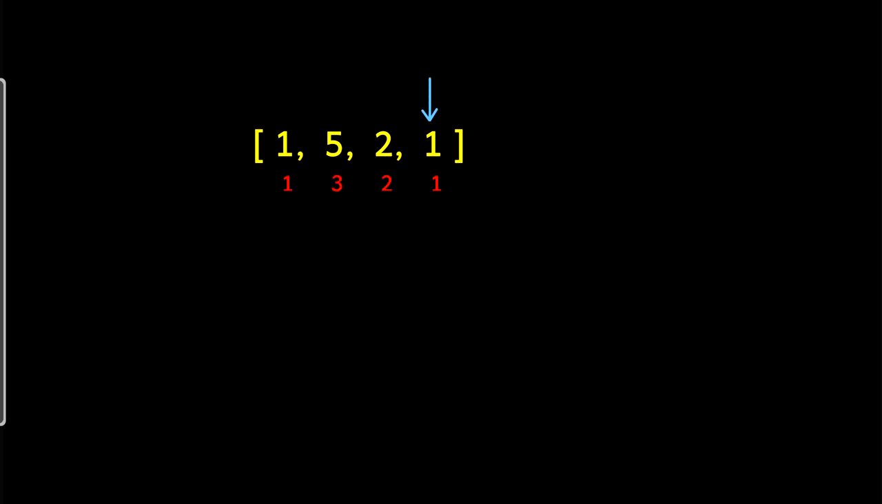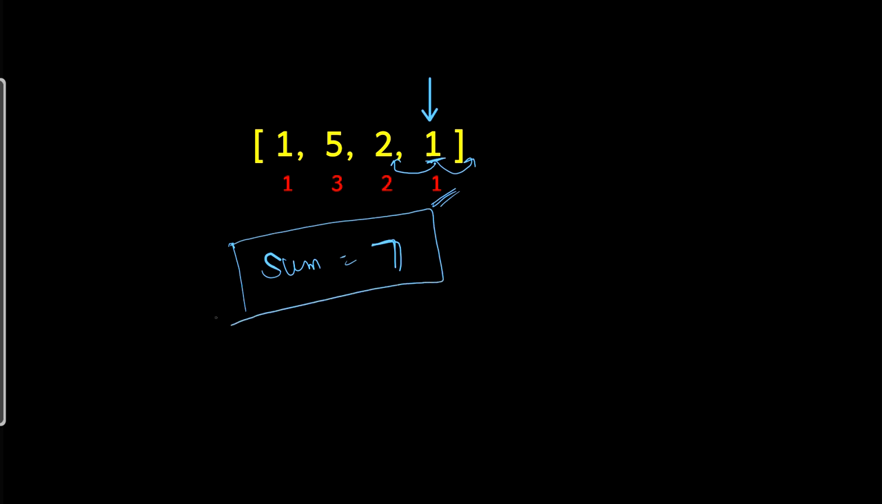Now for the next child, he has 1 rating. There is no right neighbor. For the left neighbor, 1 is less than 2. So he will get 1 candy only. So if we calculate the sum of candies, 4, 6, 7. So 7 candies in total.